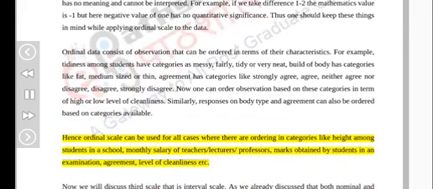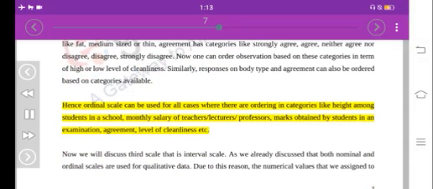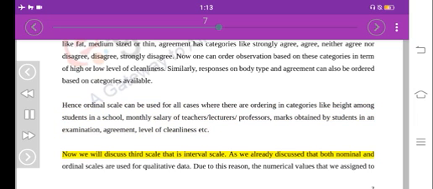Hence ordinal scale can be used for all cases where there is ordering in categories, like height among students in a school, monthly salary of teachers, lecturers, professors, marks obtained by students in an examination, agreement, level of cleanliness, etc. Now we will discuss the third scale, that is interval scale.